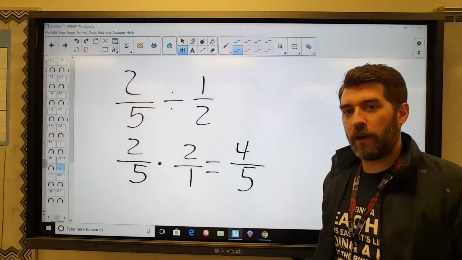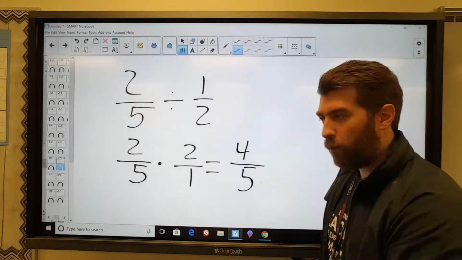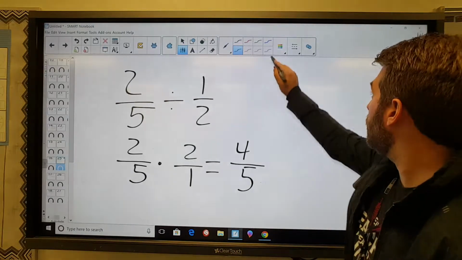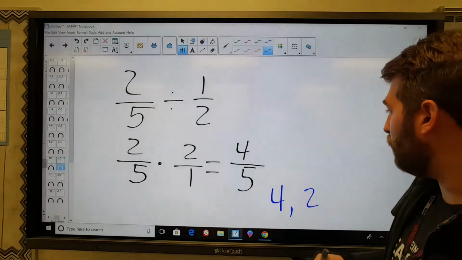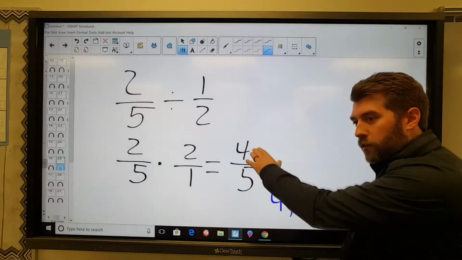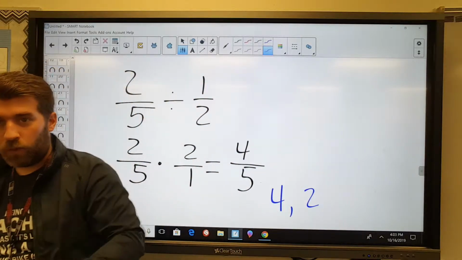So just like before, I need to see if I can reduce this fraction. So I'm going to write down the factors of 4. Very simple. There's only 2 of them. So we're going to try 4, and we're going to try 2. These are the 2 factors that fit inside 4. There's really 3 because of 1, but remember, we never use 1.